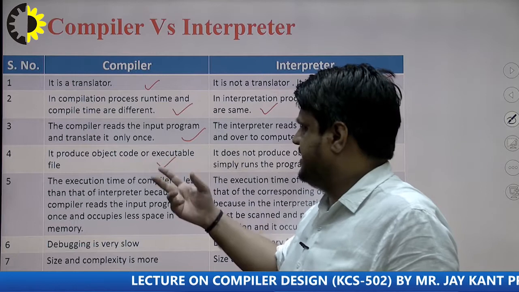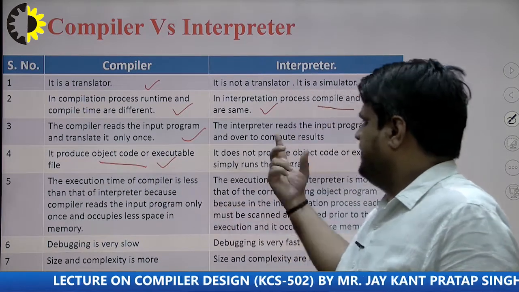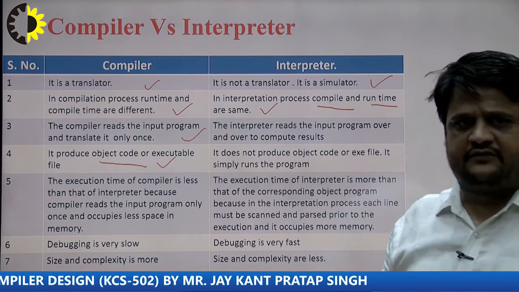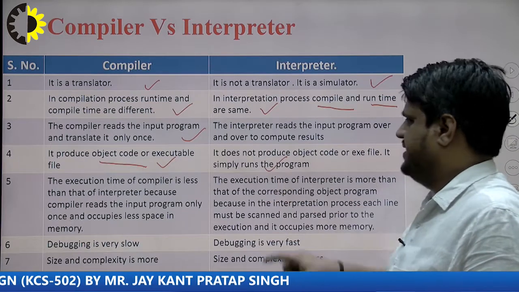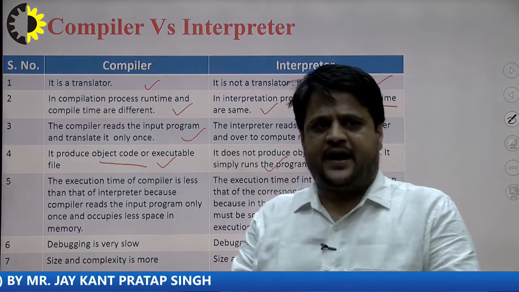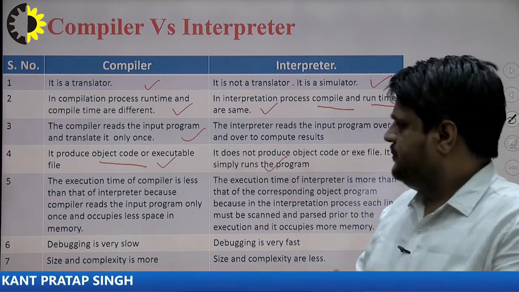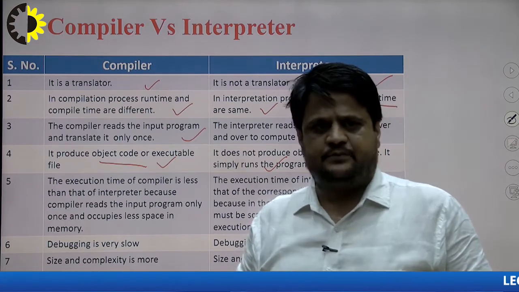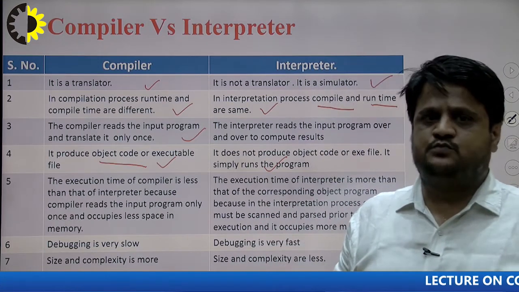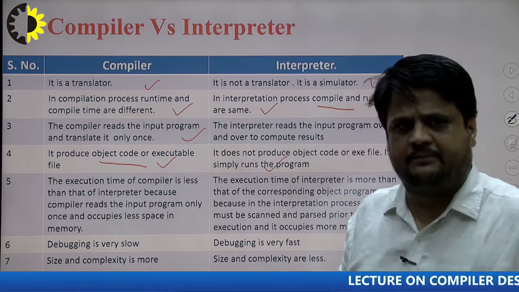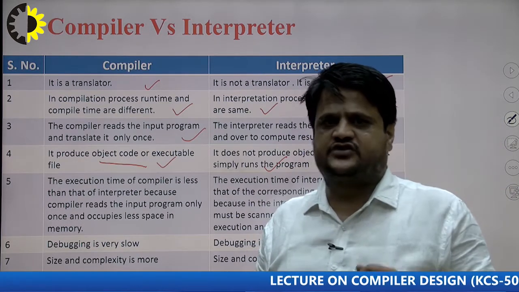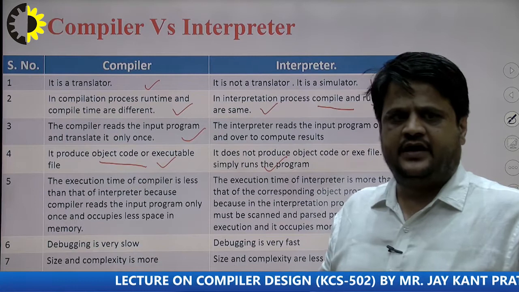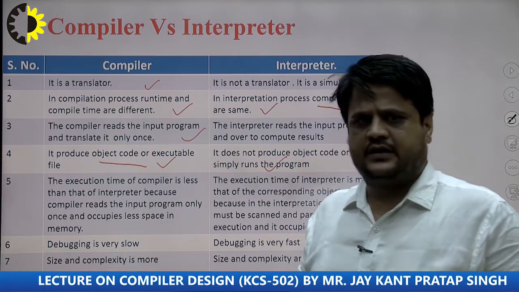A compiler generates an executable file or object files, but an interpreter never generates the object file or executable file. It simply runs the program, right? The execution time of a compiler is less than that of an interpreter because the compiler reads the input program only once and occupies less space in memory. The execution time of the interpreter is more than that of the corresponding object program because in the interpretation process, each line must be scanned and parsed prior to the execution, and it occupies more memory, right?